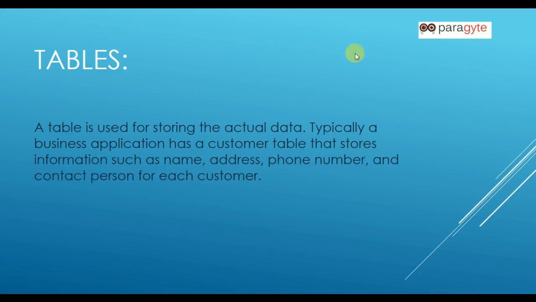Today I am going to demonstrate how to create a table in Dynamic NAV. I'll also be telling you about field properties, data types and table triggers. So, a table is where actual data is stored. A consumer table might have properties like number, name, phone number, address, etc.